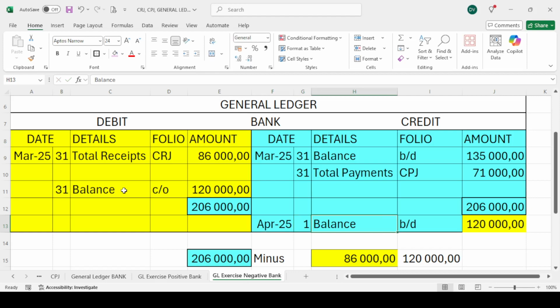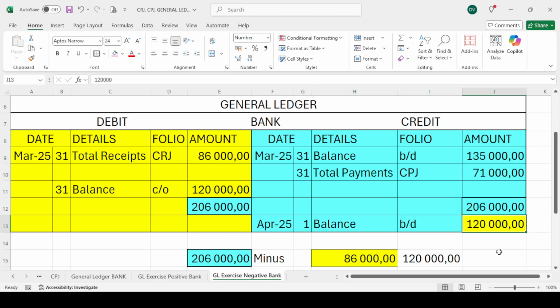Okay, so this is not great news because we're starting April with minus 120,000 Rand. It means that the money that we received, our total receipts, was less than what we brought in. I mean, what we paid, sorry. The money that we received was less than the money that we had to pay. So it's a negative balance.